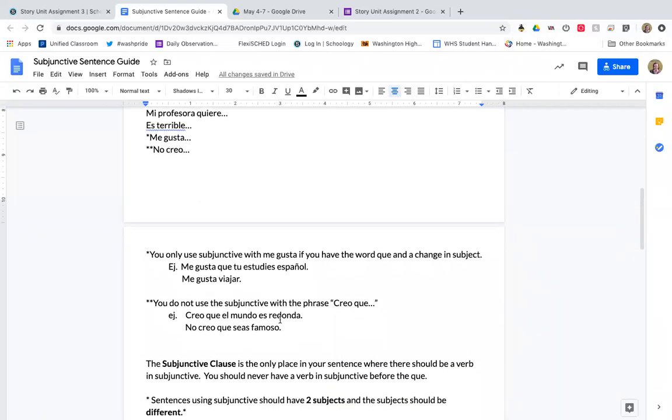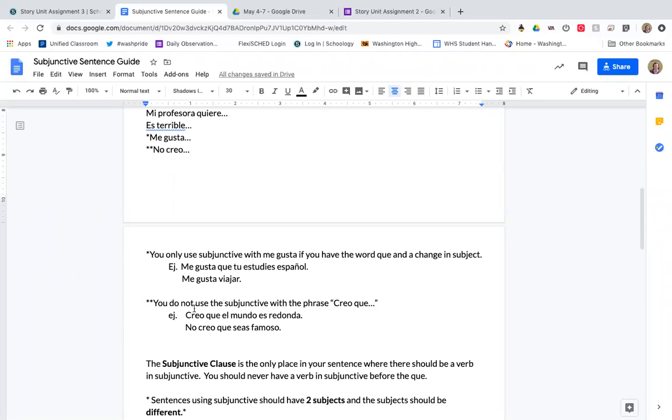The first note has to do with the phrase me gusta. You only use subjunctive with me gusta if you have the word que and a change in subject. So in our first example here, it says, me gusta que tú estudies español. I like that you study Spanish. You can see that we have the word que directly after me gusta, and then the subject changes to tú.